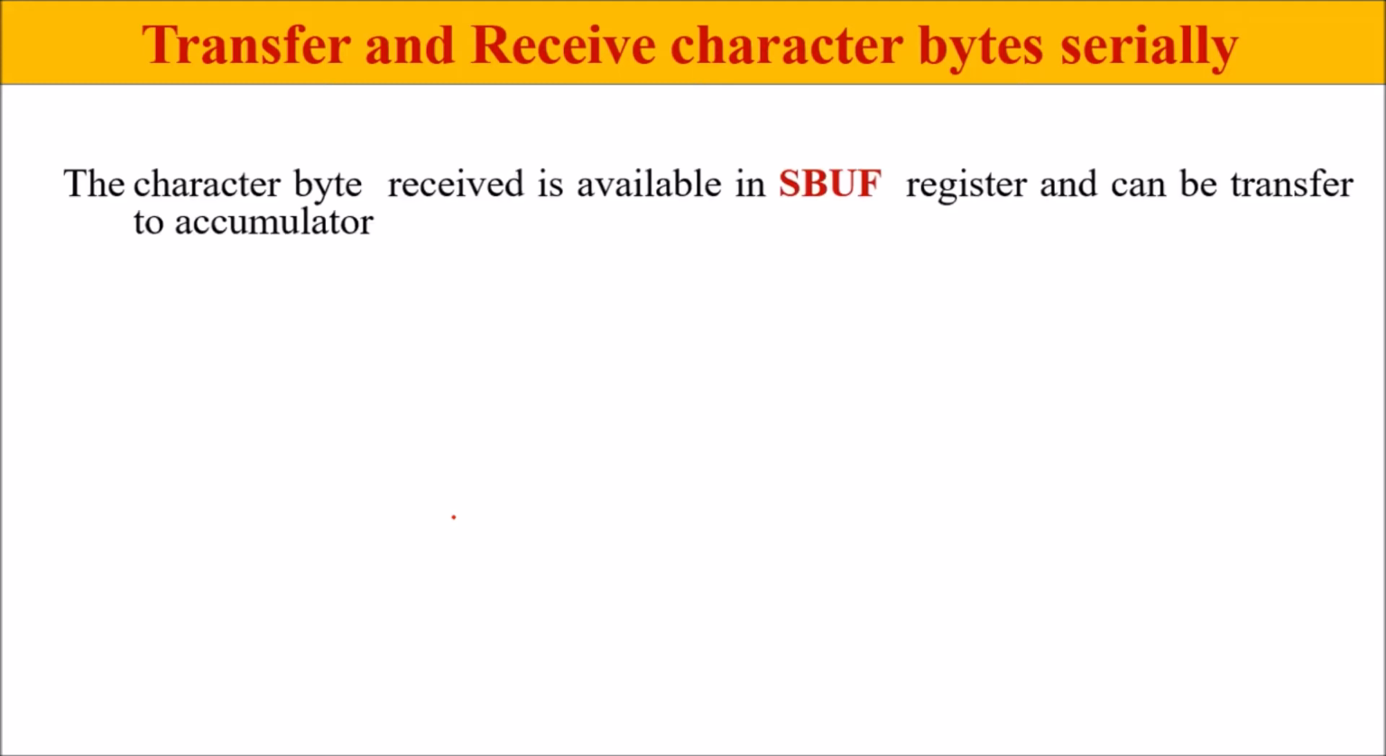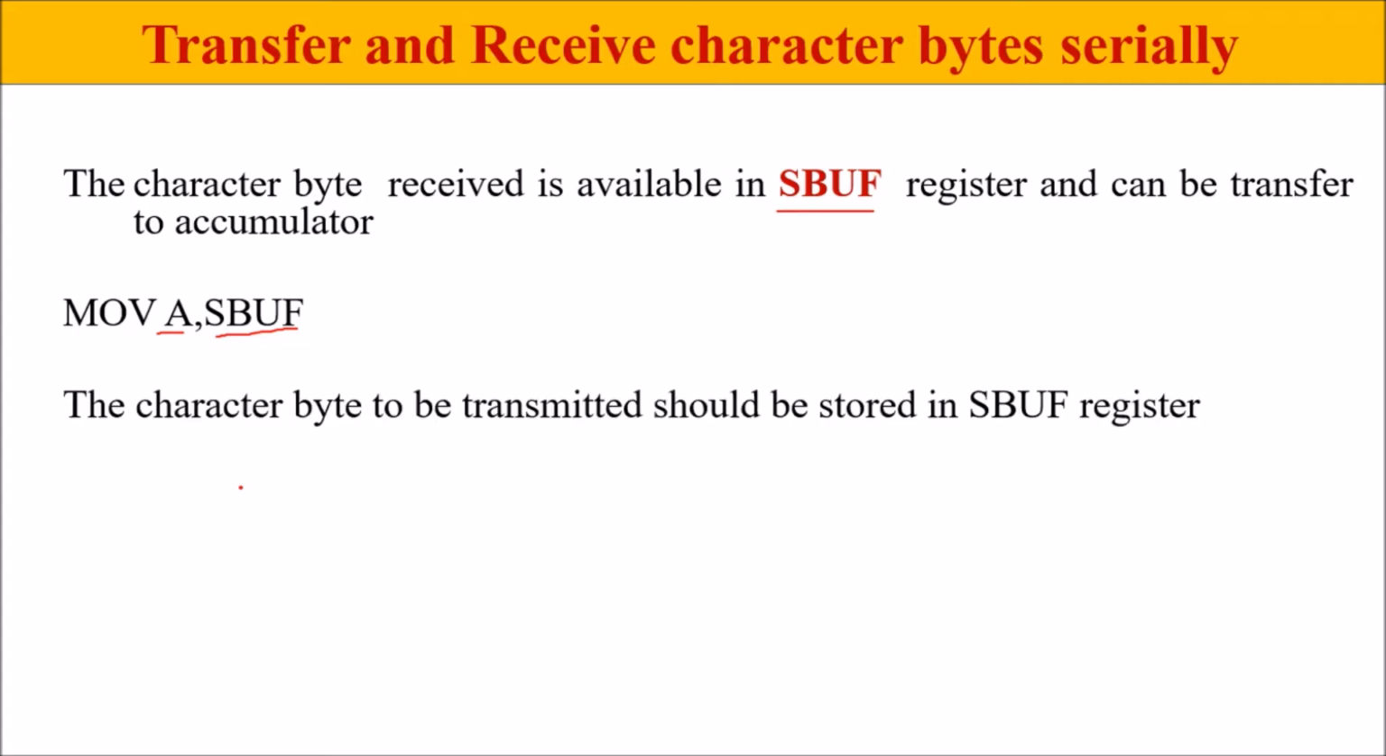Then how will we transmit or receive a character? After receiving a complete character, the ASCII value of the character will be stored in the SBUF register, that is the serial buffer register. We can read this received ASCII value by storing it in any register. Here we can store it in the accumulator. For that we have to use the instruction MOV A, SBUF. So the received character which is in SBUF will be stored in the accumulator. This is for reception of a character.